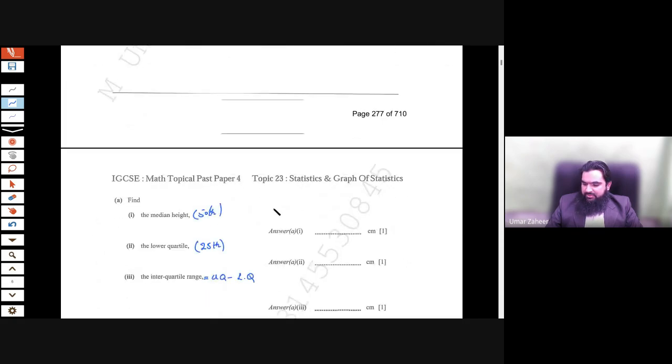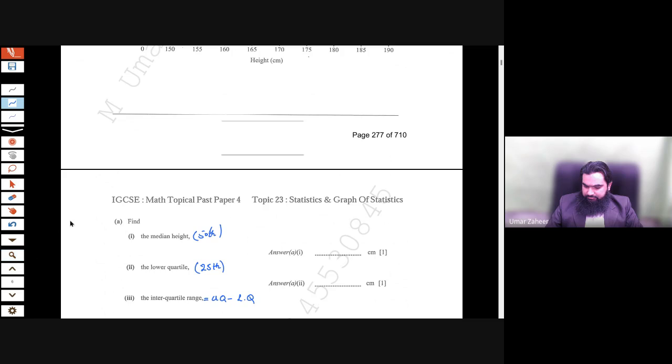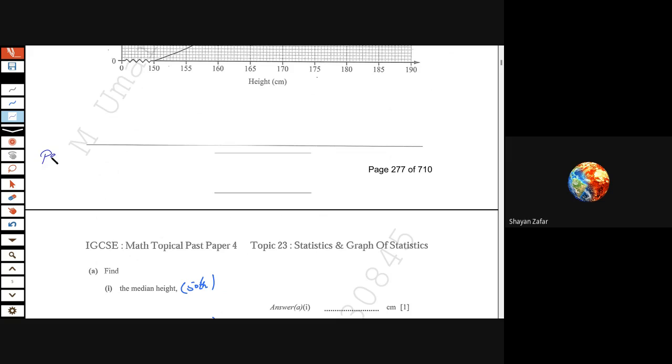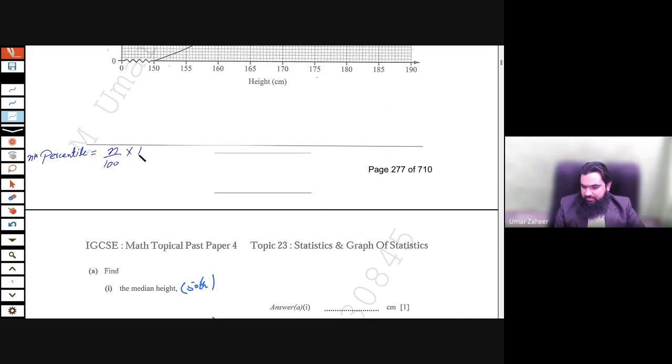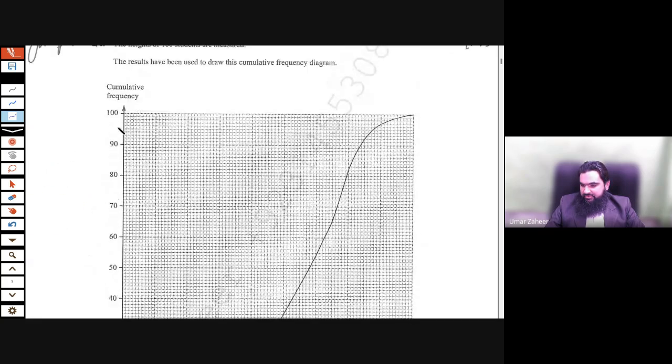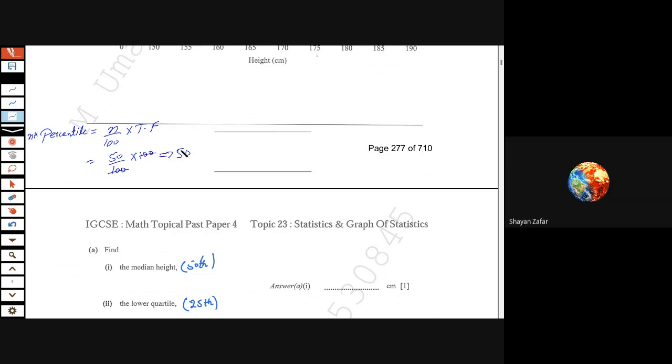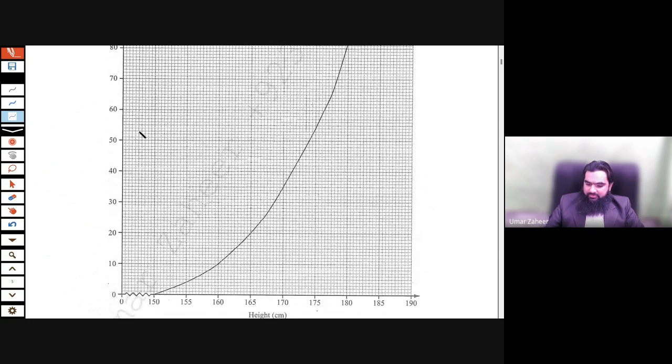So the formula for the percentile is the percentile divided by 100, multiplied by the total frequency. Now we are finding the median, so 50 divided by 100 into total frequency. The total frequency in this question is 100. So the 100 will cancel out and you will get 50. This value is given on the y-axis.